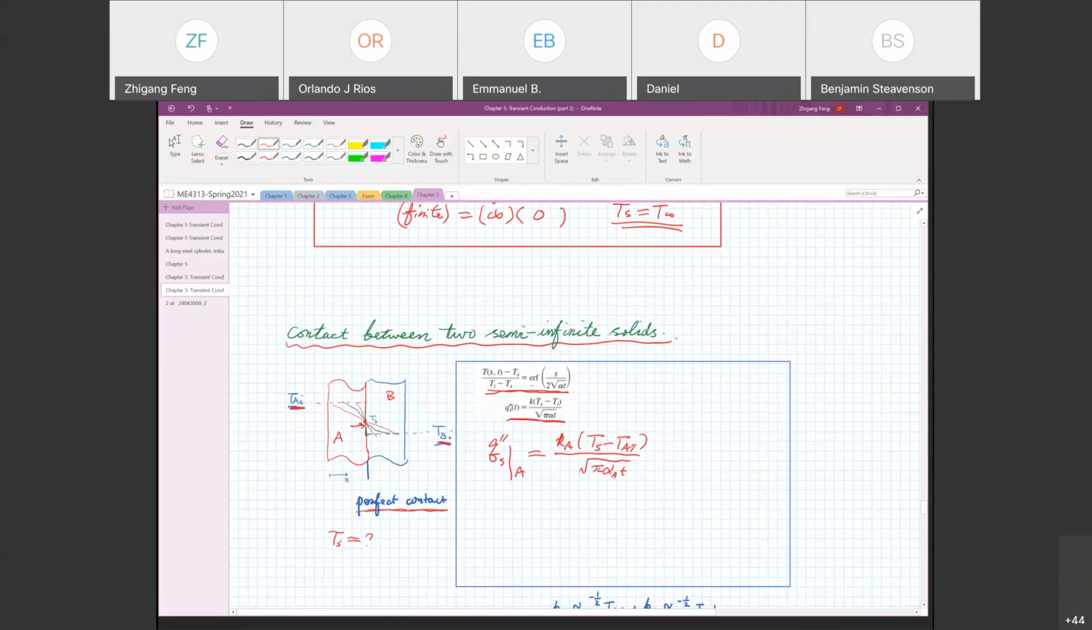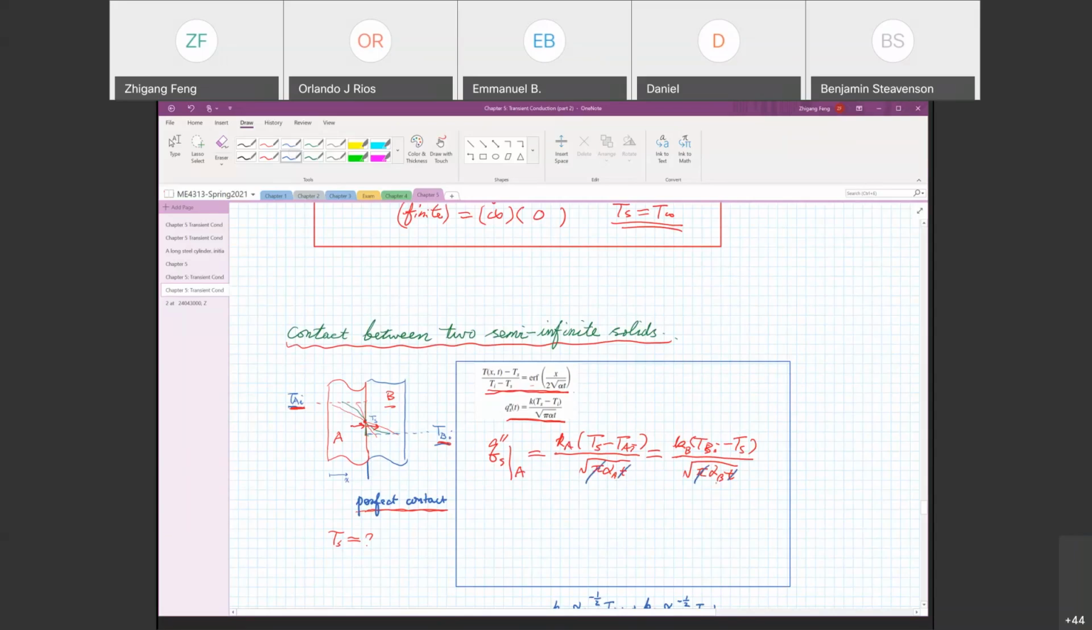And it has to be equal to the conduction flux at the B side. The conduction flux has to be continuous at the interface. And the direction has to be from the interface into B. So we have to use T_Bi minus T sub S. This k has to be the k of the solid B, so k sub B, divided by the square root of pi alpha_B t. Okay. And we can simplify this equation by canceling out pi and t.